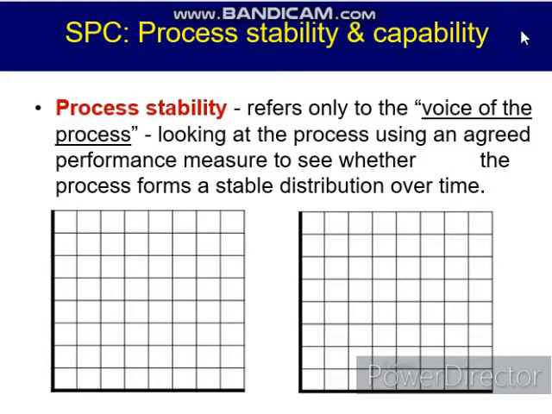Okay, let me try to explain this using illustrations. So we are talking about the concept of process stability. Again, looking at the process using an agreed performance measure to see whether the process forms a stable distribution over time. What this means is basically we want to collect data on the performance measure. For our example, the performance measure that we used just now is the length of the pencil. So we can have x and y axes here, and the y axis would be the length. So this will be length.